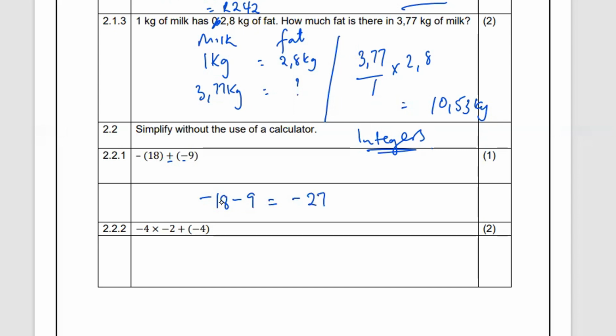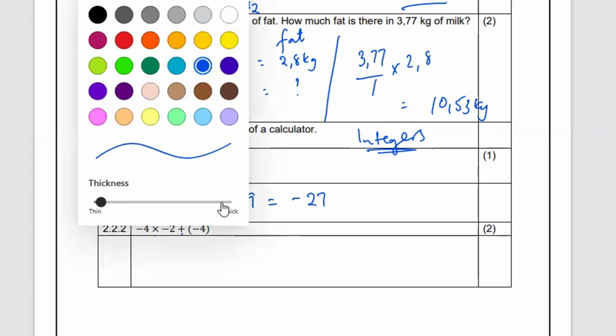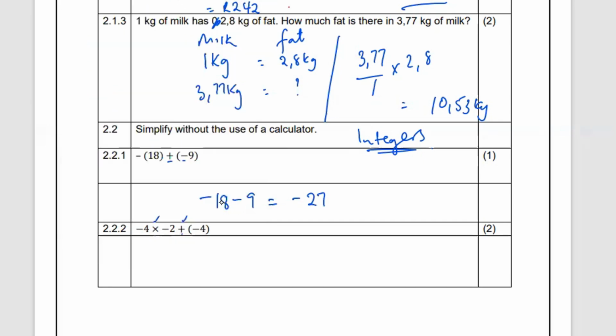Then 2.2.2, since we have more than one sign, we have a multiplication, we have also an addition, we can apply what we call our BODMAS. BODMAS is just a rule that we use to show the priority of the different symbols or operations. So division comes first, then multiplication, addition, and subtraction. In this case, we have just a single bracket, which is not a big deal.